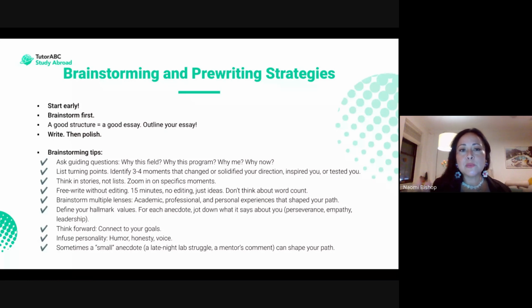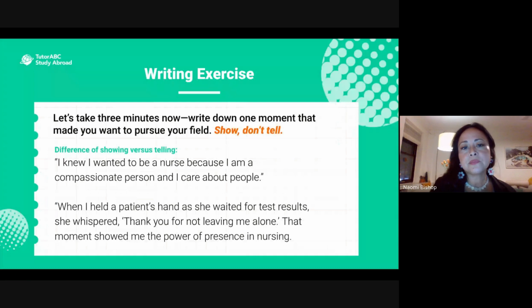And sometimes a small anecdote, like a late night lab struggle or a comment that a mentor made, can shape your path. It doesn't have to be this thing of like, oh, I was walking, I had this incredible moment and suddenly it all dawned on me and I knew what I wanted to do and I decided then and there that I was going to be a chemist. Like, it doesn't have to be such a big moment. It can just be a little thing. It could be a big thing, but it can also be a little thing. Don't discount those moments.